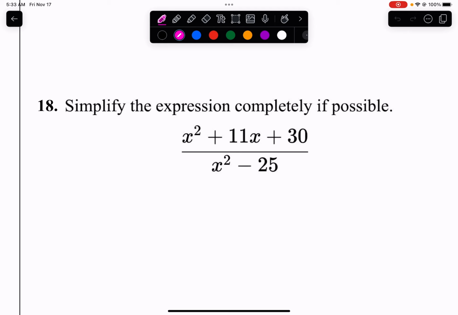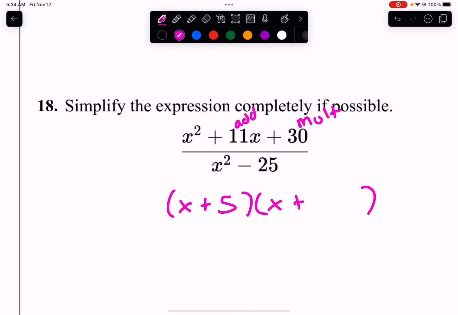So first thing you always look for, no matter what, is a greatest common factor. This guy doesn't have a GCF. Since he's a trinomial, then what you want to try and do is the multiply and add thing. So it multiplies to 30, adds to 11. That is going to be 5 and 6. All right. Then, of course, you have to go ahead and factor the bottom.